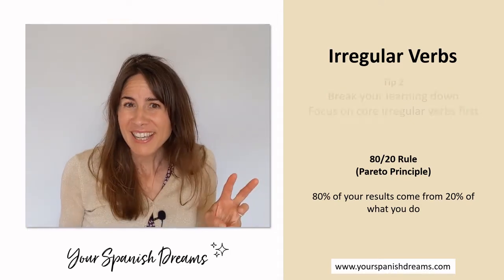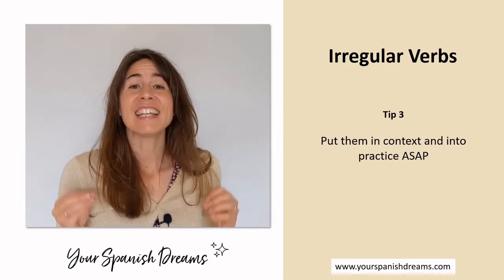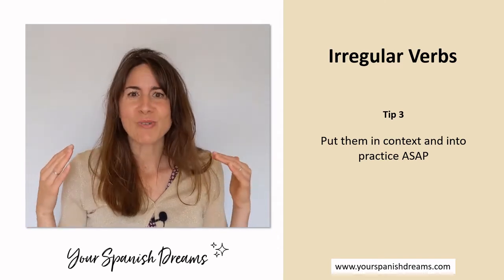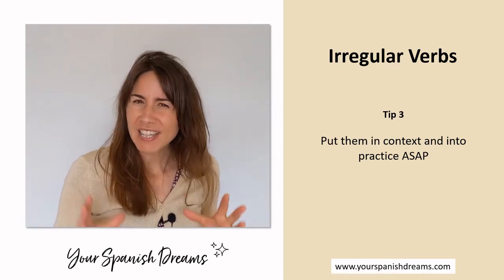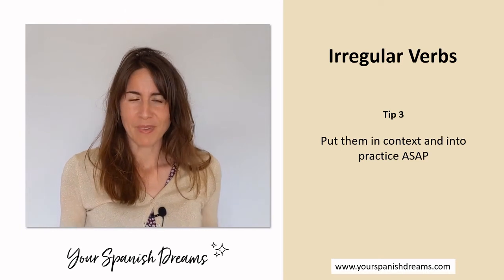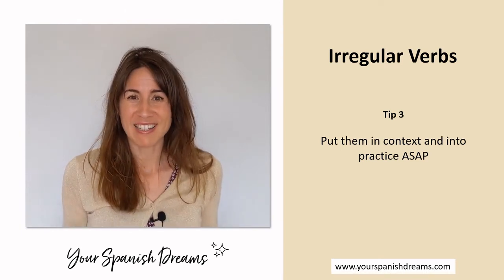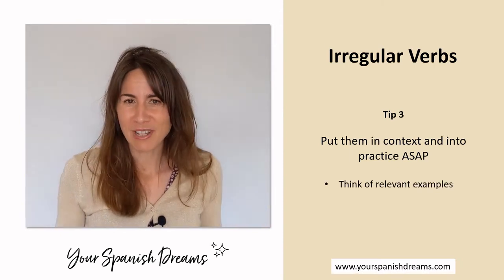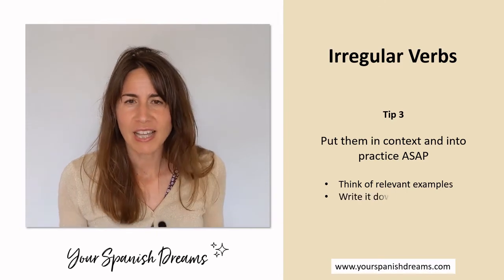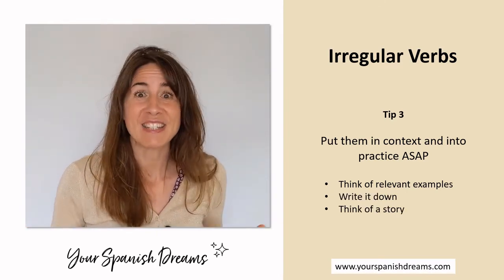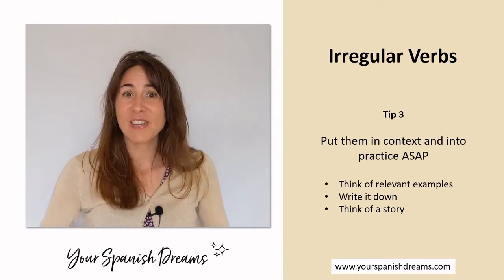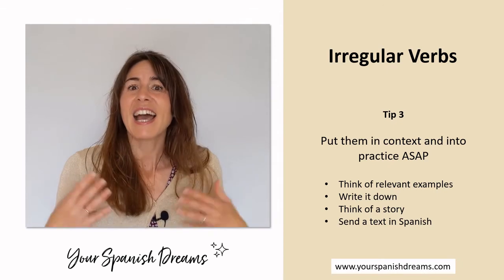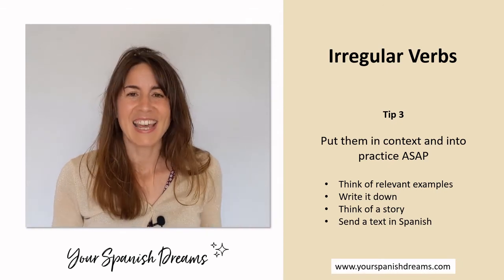And my tip number 3 is put them in context and into practice as soon as possible. Because this is the best way for the brain to integrate what we're learning, when we put it into practice purposefully. And so how can you put them into practice? Well, options are endless, but you could think of some examples that are relevant to you. You can write something down. You could think of a story incorporating these verbs and be a bit creative with it. You can send a text to a Spanish friend. This is a good opportunity for you to think, how can I put these verbs into practice as soon as possible?